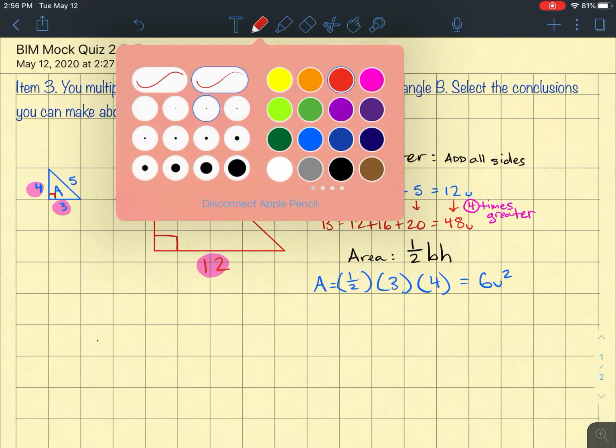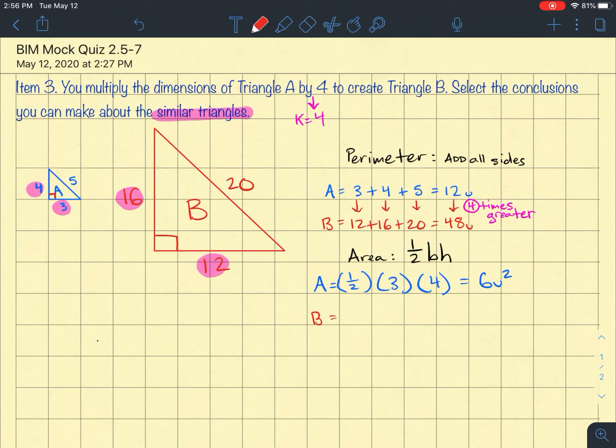Let's go ahead and take a look at triangle B and see what happens. So for triangle B, we still have the half, right? Nothing's changed. But the base is 12, and the height is 16. Now, because these numbers are a little bit bigger, we're going to take a shortcut. So what is half of 12? 6. So we're just going to say 6 times 16 is equal to 96 units squared.